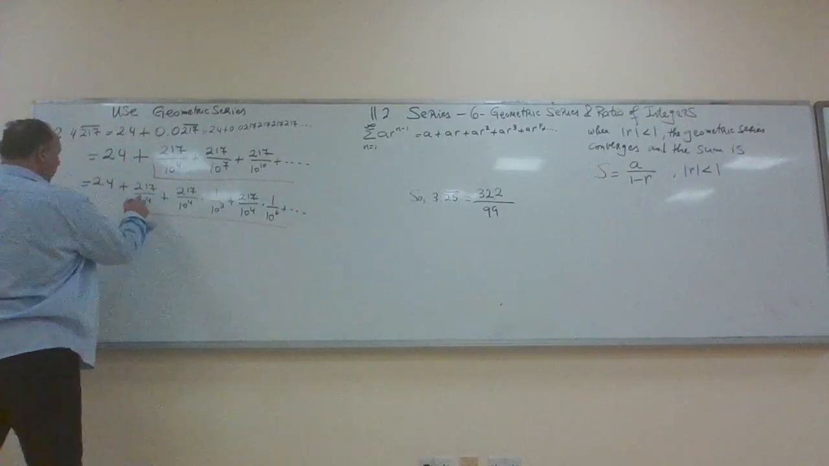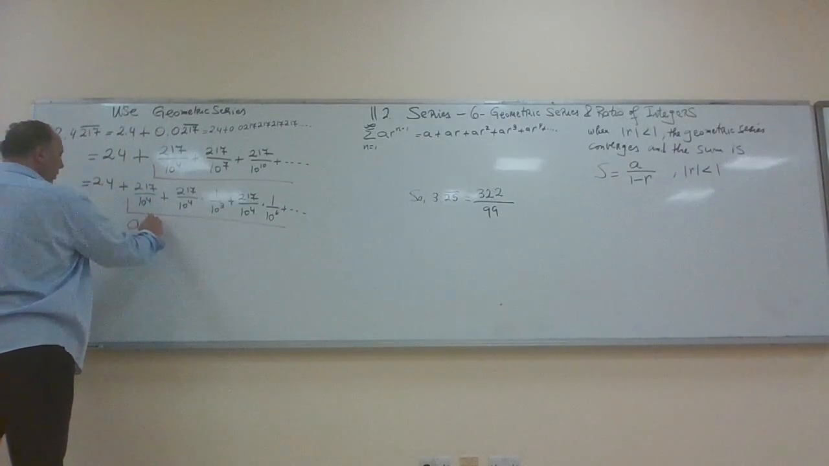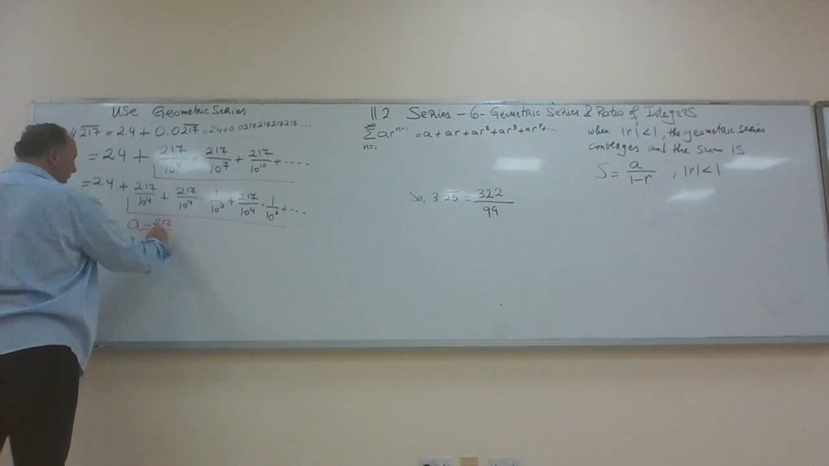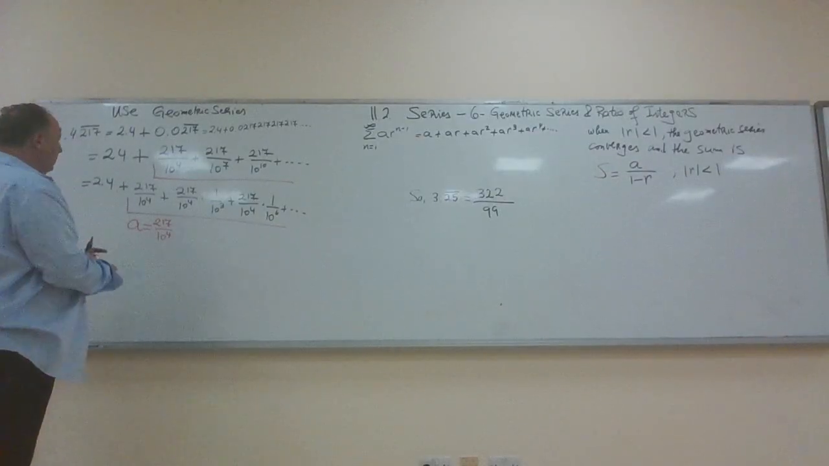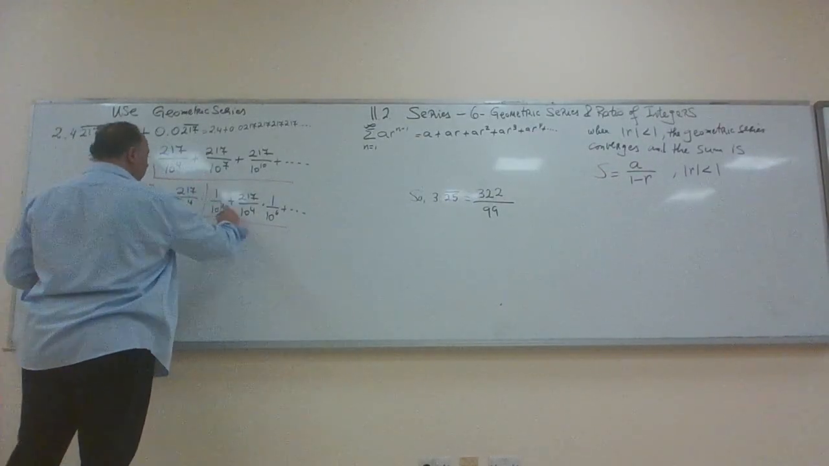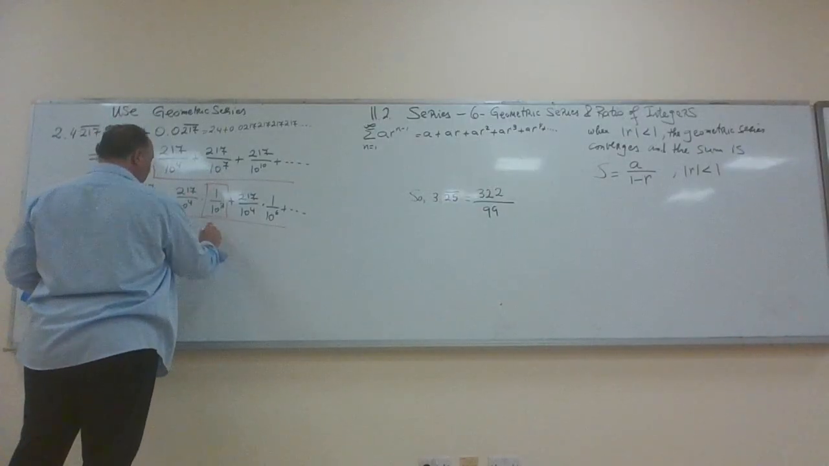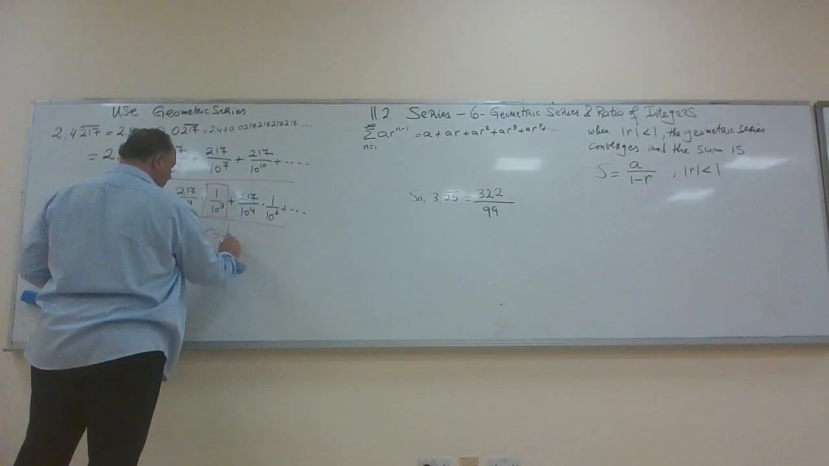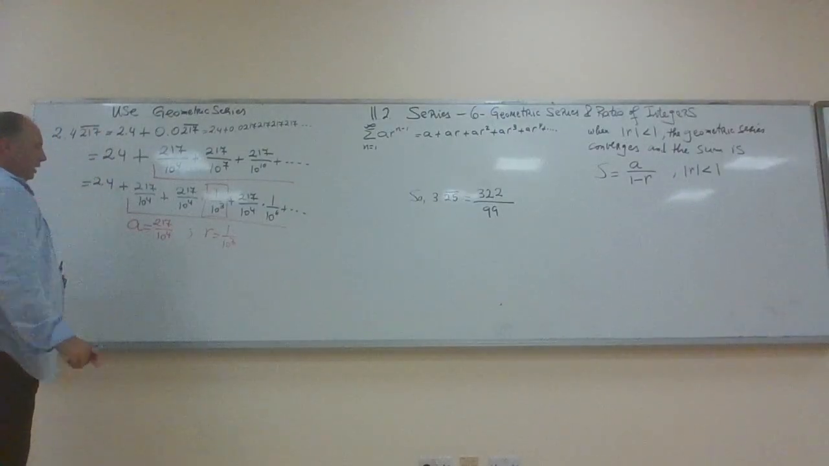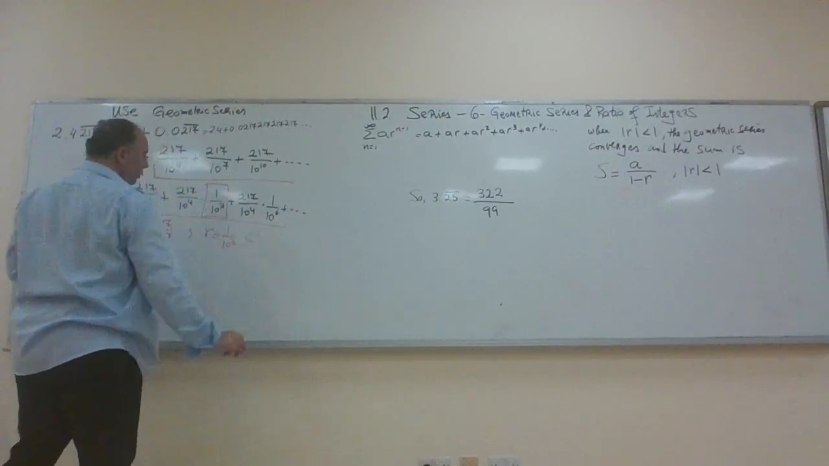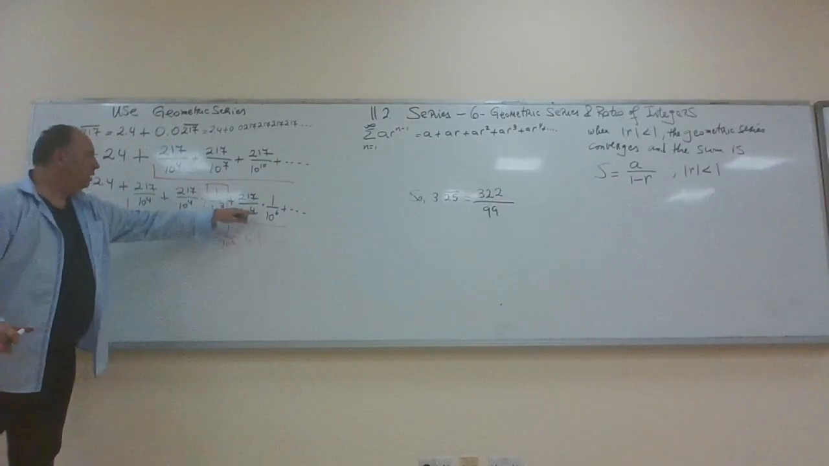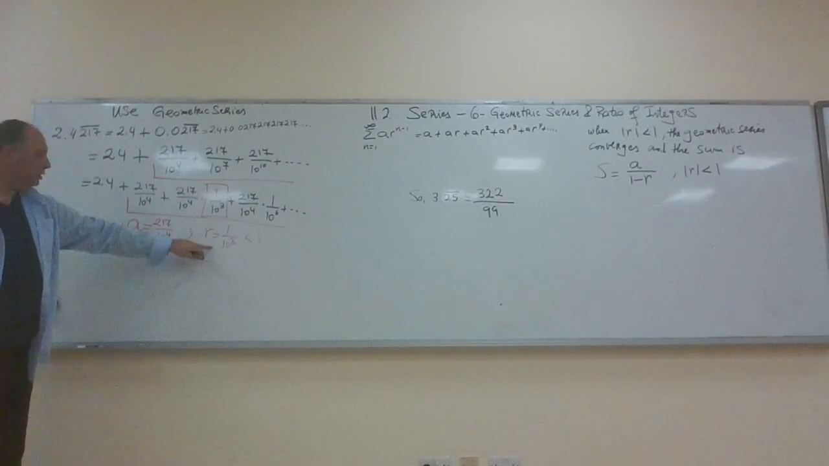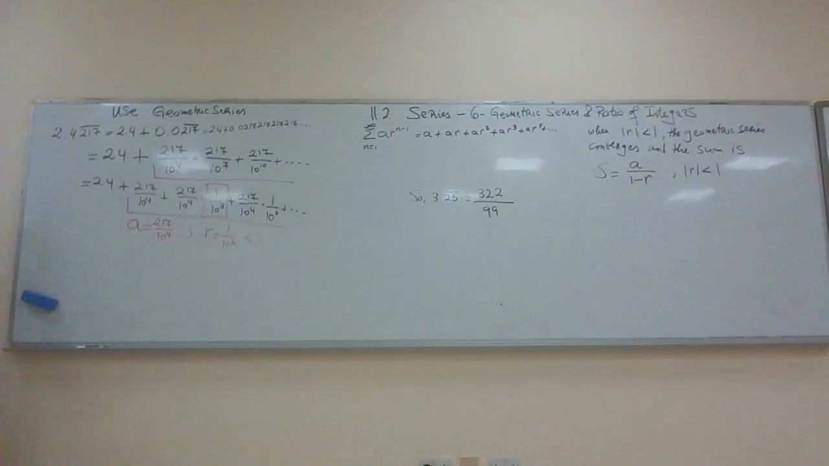Right? So here A is 217 over 10 to power 4. So here you see I cannot simplify much, so I'll keep it as is. And R is this value here, 10 to power 1 over 10 to power 3. So this is still smaller than 1. So this geometric series is convergent because the common ratio is less than 1, so we can find the sum.